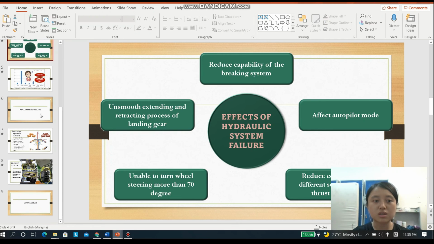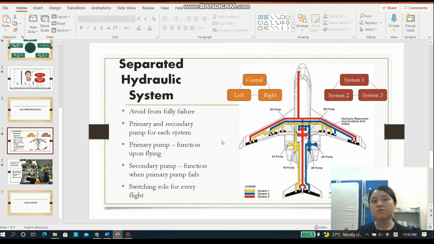For some recommendations for the aircraft, because the hydraulic system plays a very important role for the aircraft, especially for the landing process, instead of one system, we should separate the hydraulic system into various systems, system 1, system 2, or system 3, so that the aircraft will not experience a full breakdown when the hydraulic system fails.